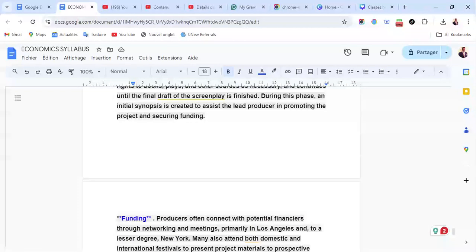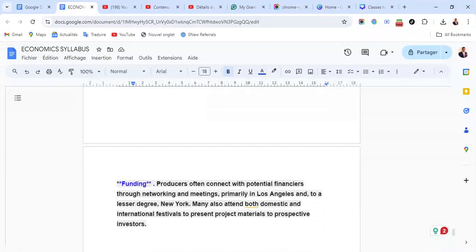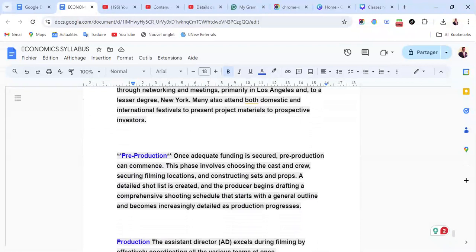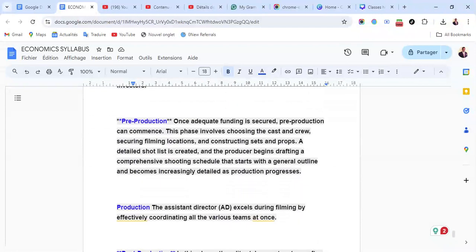The second stage is the funding. Producers often connect with potential financiers through networking and meetings, primarily in Los Angeles and to a lesser degree New York. Many also attend both domestic and international festivals to present project materials to prospective investors. The next stage is pre-production. Once adequate funding is secured, pre-production can commence. This phase involves choosing the cast and crew, securing filming locations, and constructing sets and props. A detailed short list is created, and the producer begins drafting a comprehensive shooting schedule that starts with a general outline and becomes increasingly detailed as production progresses.